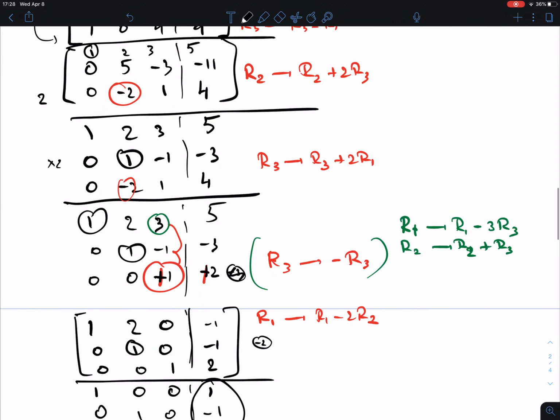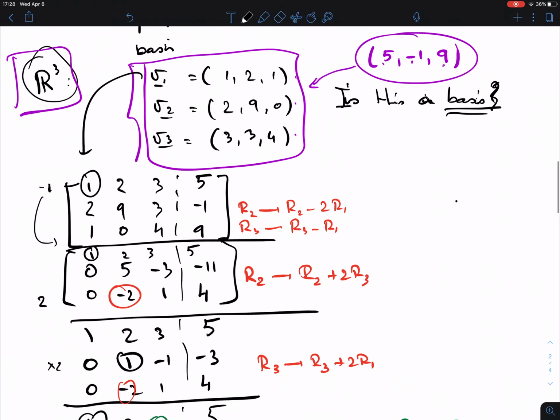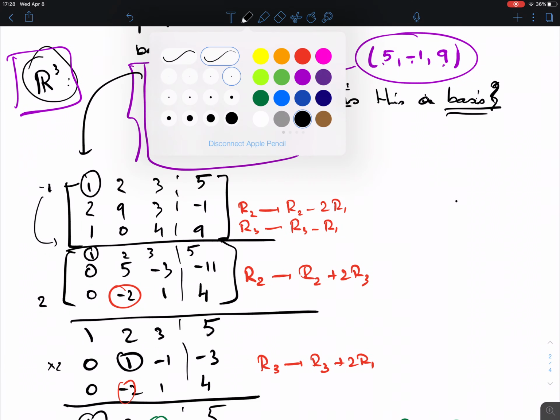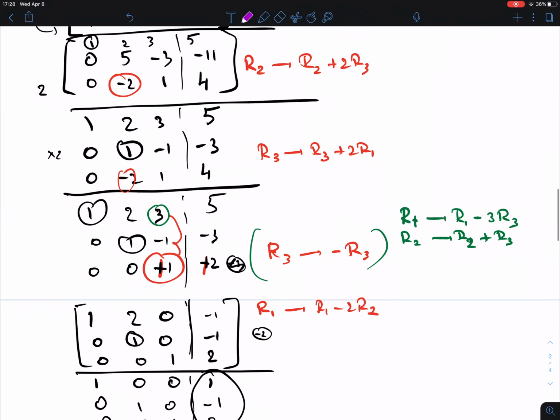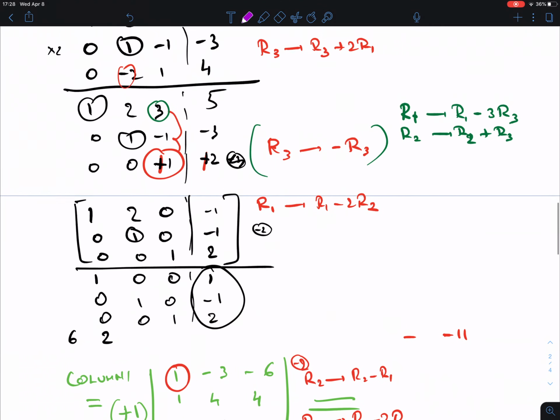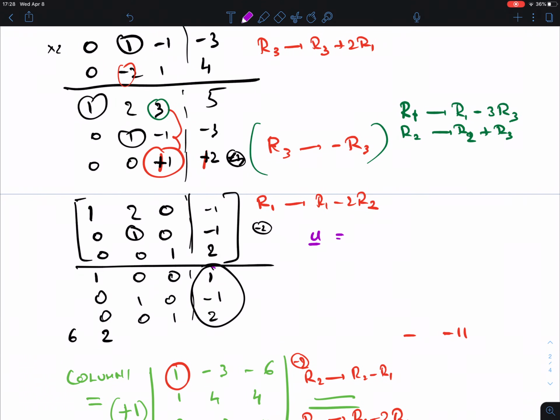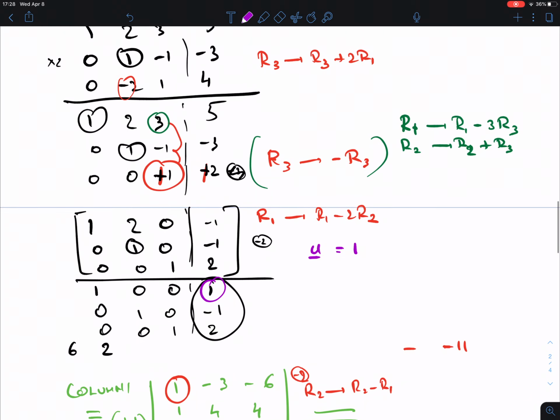So what this means is, did I give names? Yes, this means that, let's call this purple vector U. So now what I'm saying is that U is 1 times V1, that was the first of the vectors, minus 1 times V2, and 2 times V3.